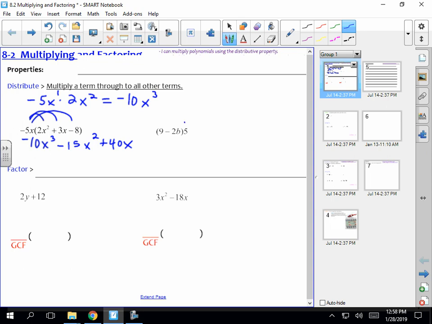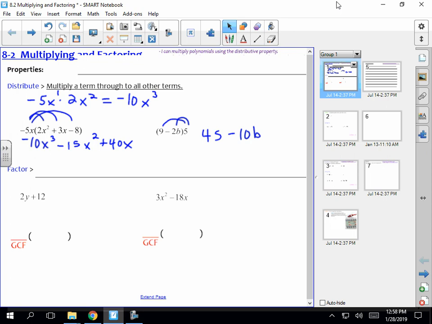Good. Me too. So this next one, the question is, does it work to distribute when you have the number on the other side of the parentheses? The answer is yes. 5 times 9 is 45. 5 times negative 2b is negative 10b. So there is left and right-hand distribution, and it works both directions. So that's distributing.